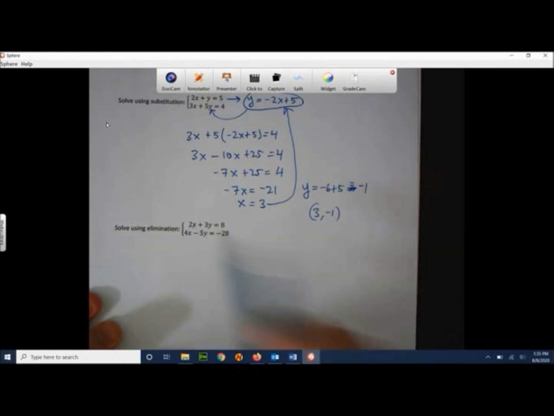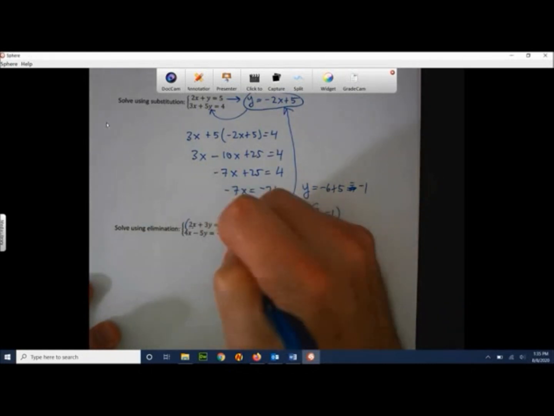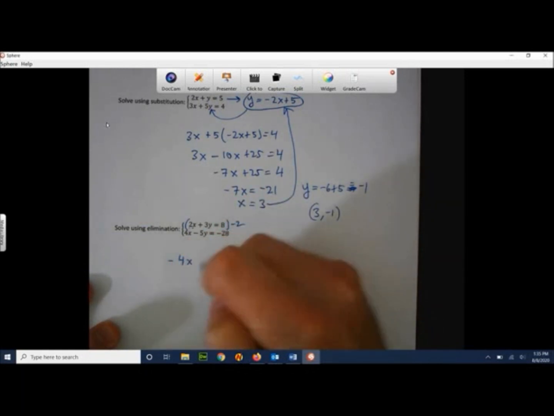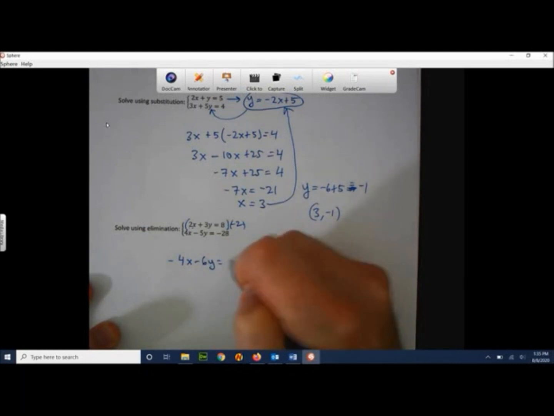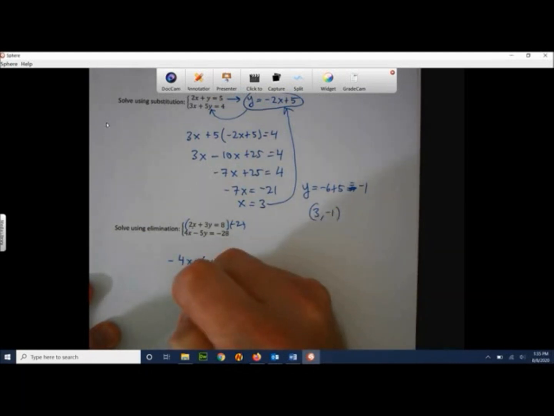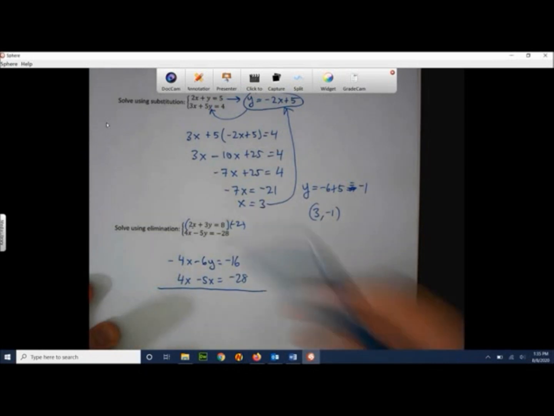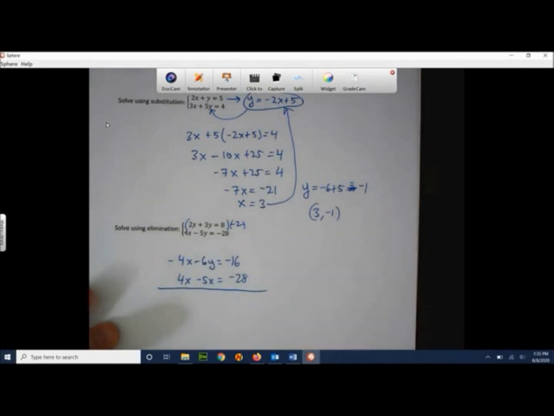So to make them eliminate, I'm going to take this first equation and multiply it by negative 2. So that gives me negative 4x minus 6y equals negative 16. I'm going to leave the second equation alone. Then I'm going to add the two equations. And notice what happens. The x's add up to 0. So this is why this is called elimination. We set it up so that we eliminate one of the variables.